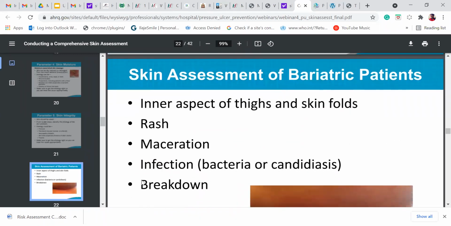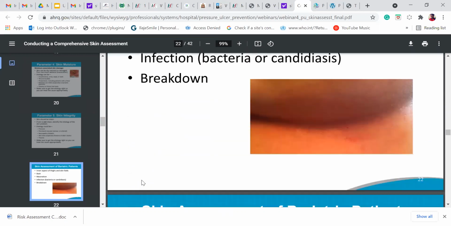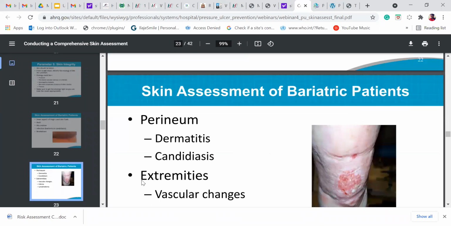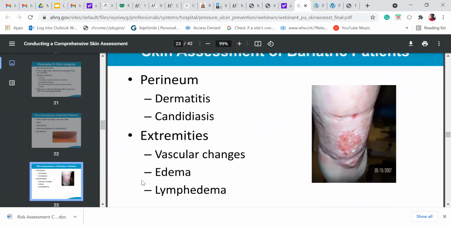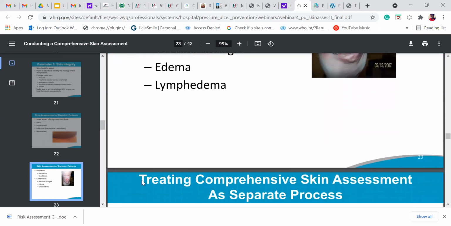Now we talk about the skin assessment of bariatric patients. Usually the inner aspect of the thighs and skin folds need to be looked at. There could be rashes there and all over the skin, maceration as well. And infections, such as bacterial infection and candidiasis, are very common, and there could be breakdown in the skin. So look at the perineum. Sometimes there could be dermatitis or candidiasis. The extremities as well, there could be issues with vascular changes, edema and lymphedema for bariatric patients.